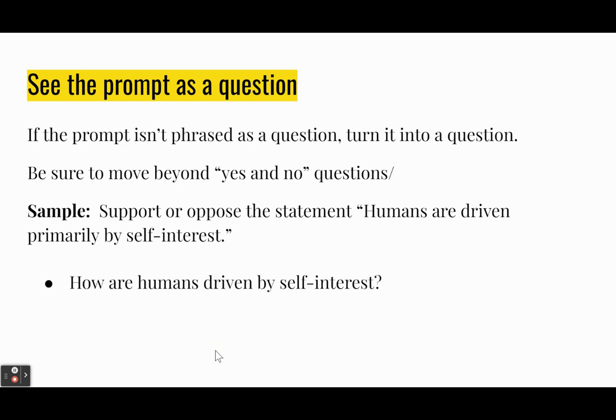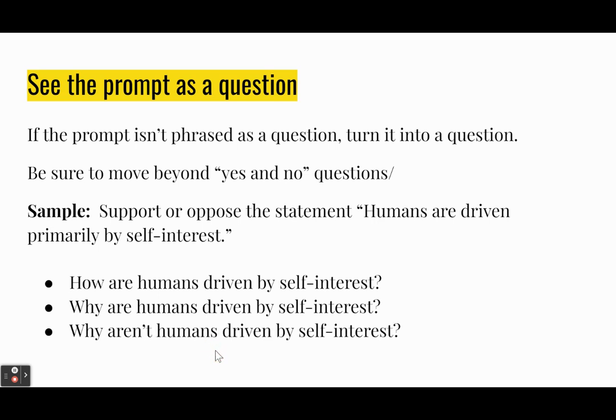Ask yourself questions. How are humans driven by self interest? Why are humans driven primarily by self interest? And why aren't they? If you disagree, think about why they aren't and use that as part of your response as well. Remember, a response can be I agree and I disagree. Take a stance and go from there.